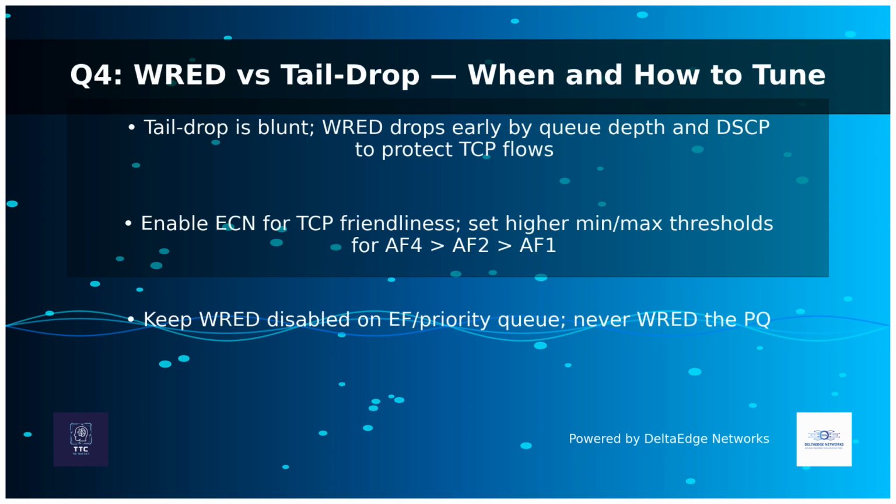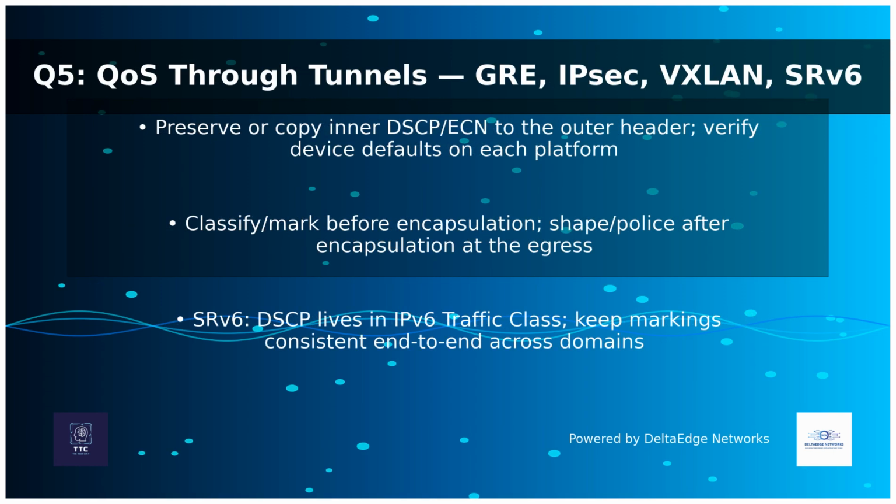Question 4. WRED versus tail drop. Tail drop is simple. The queue fills and then packets start dropping. But this causes synchronization and poor performance. Weighted random early detection, WRED, fixes this by dropping early based on queue depth and DSCP. Always enable ECN with WRED for TCP friendliness. And remember, never enable WRED on the priority queue. PQ must remain strict.